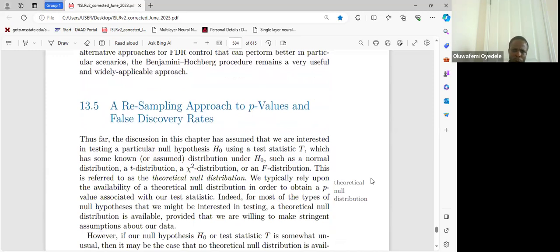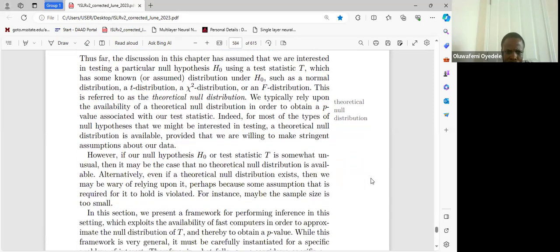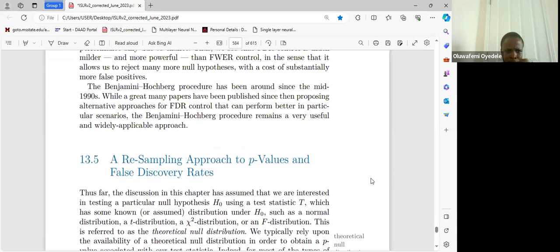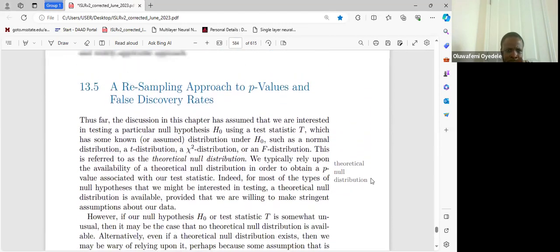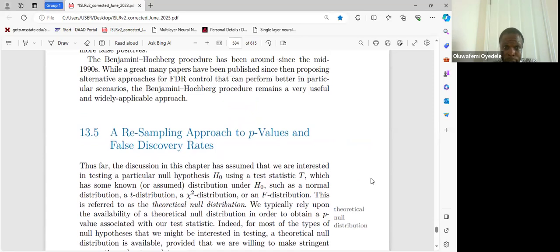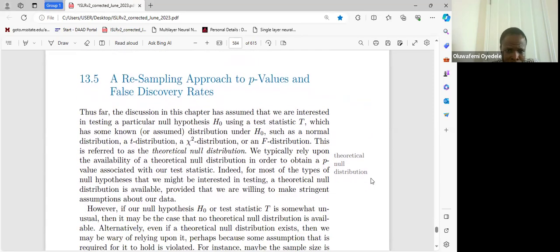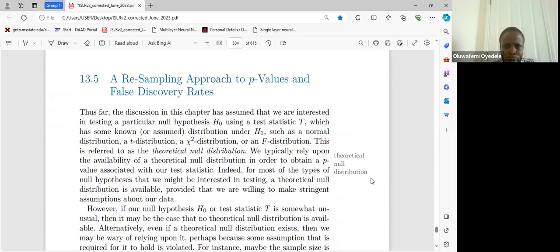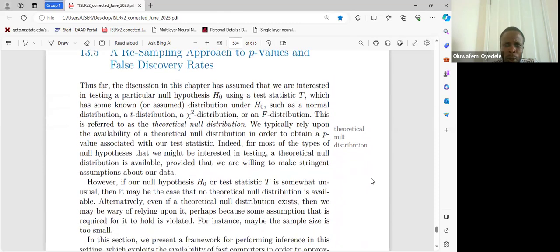So this approach is simply a resampling approach to p-values and false discovery rates. I think I stopped in the first part. I did not have much time to really look at this, but I think we can still discuss it. I don't know if you will have time to look at the resampling approach.